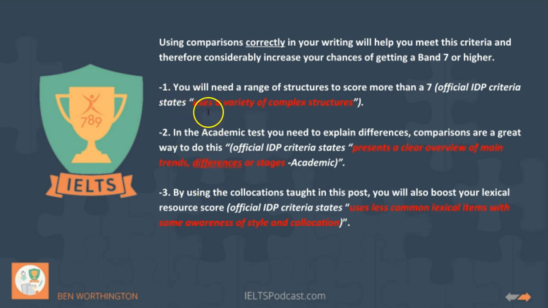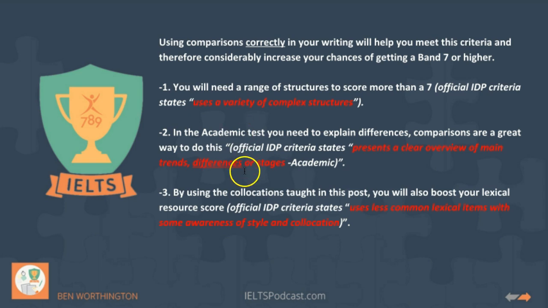So it uses a variety of complex structures, and if we're using structures like it's larger than, it's smaller than, or whereas in England production is mainly automated, these are the structures that we need, and we need a variety of them. So learning this is going to add to your arsenal, or add to your bag of tricks that you can pull out when you're writing.